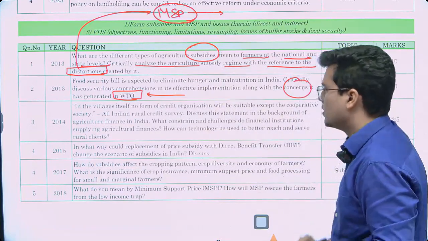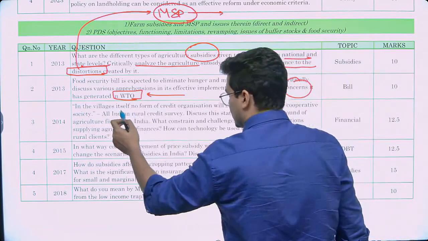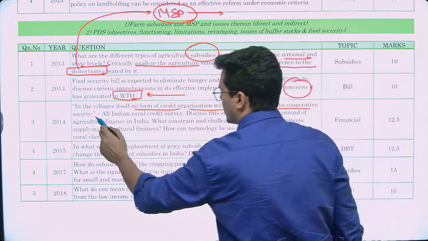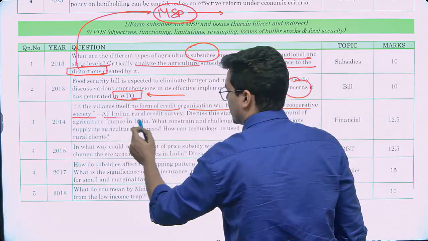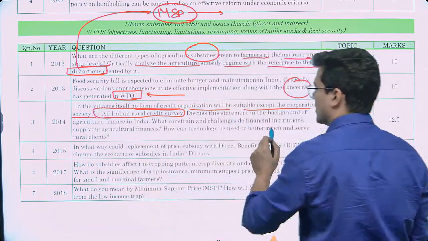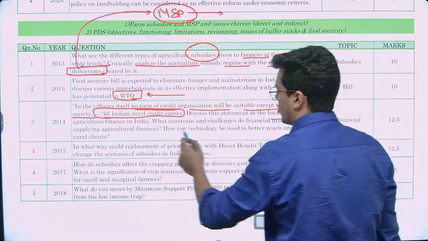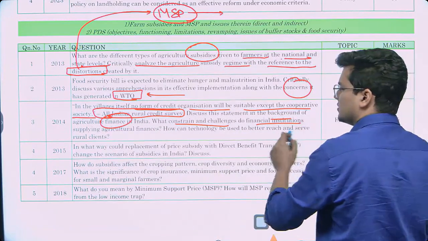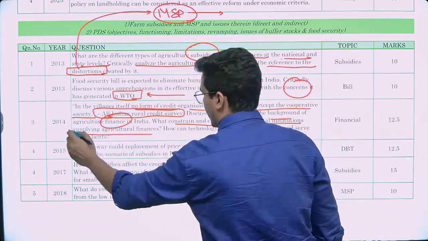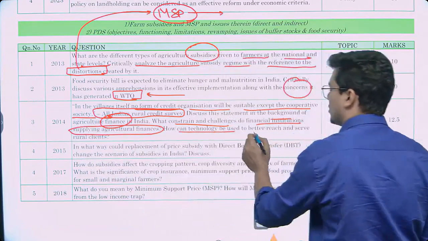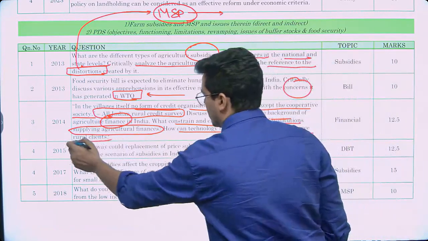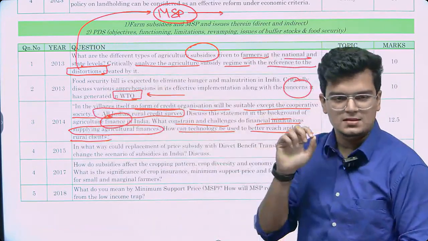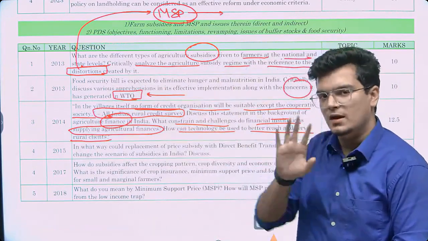Okay. In the villages itself, no form of credit organization will be suitable except the cooperative society. This was said by All India Rural Credit Survey. Discuss this statement in the background of agricultural finance. What constraints and challenges do financial institutions face in supplying agricultural finances? How can technology be used to better reach and serve rural clients? So technology being used for agricultural finance has been asked, and cooperatives in the economy has been asked.